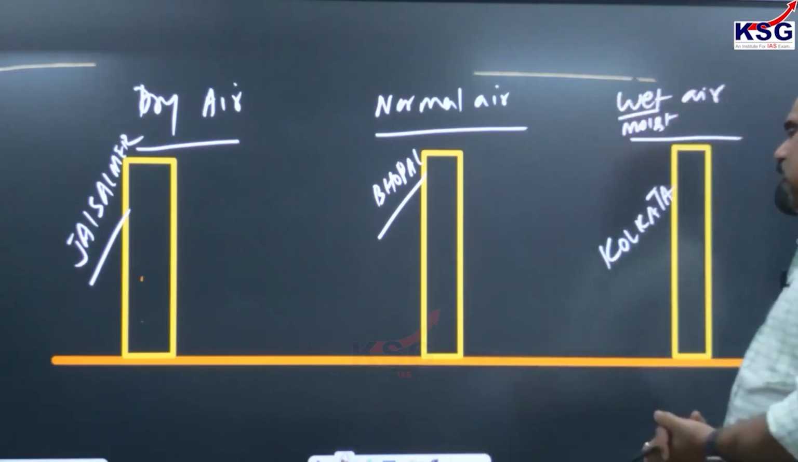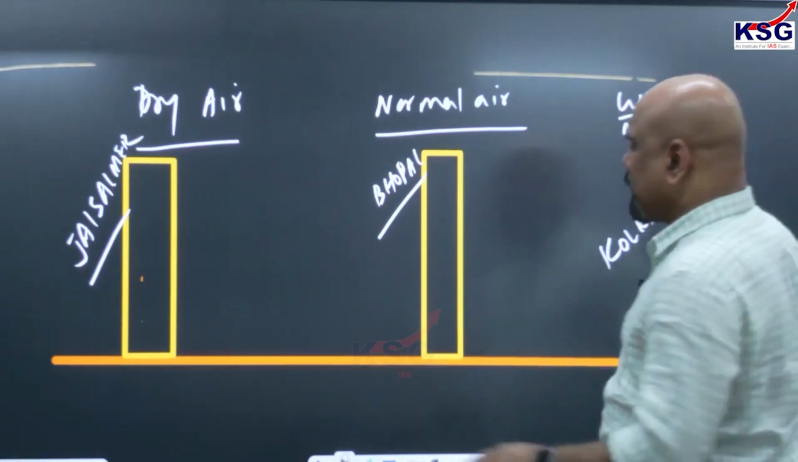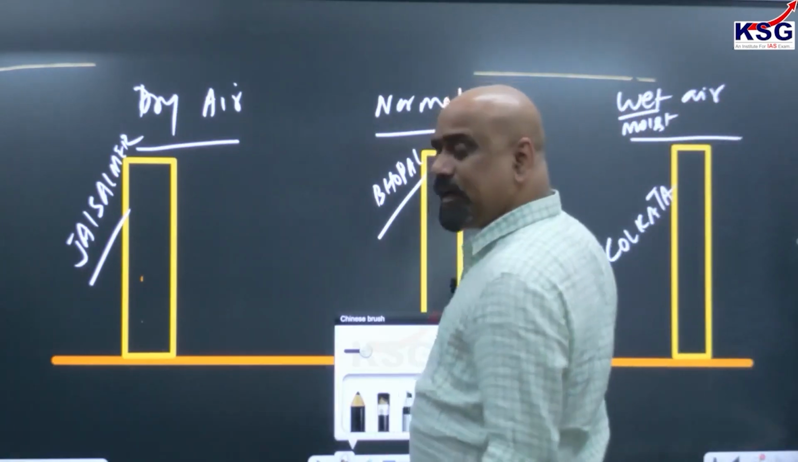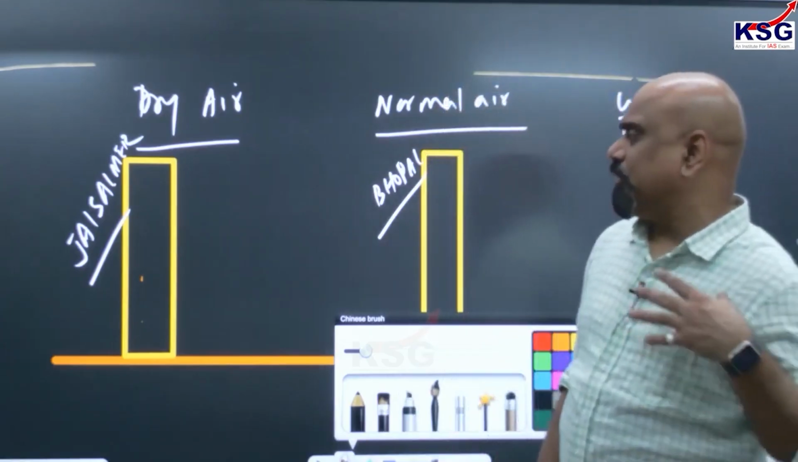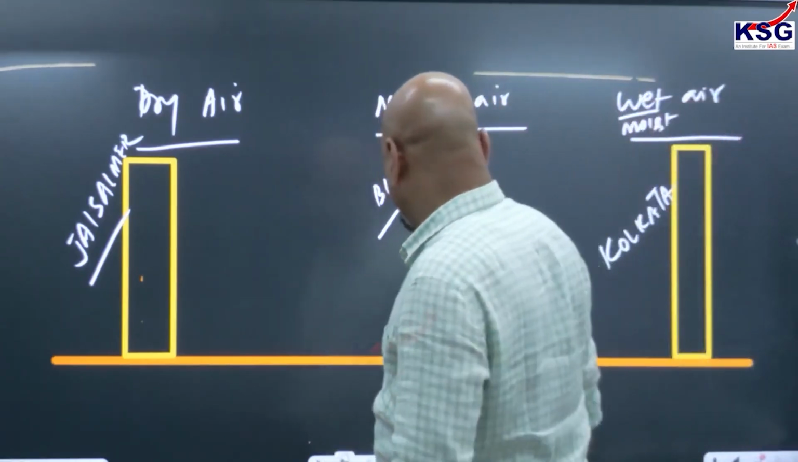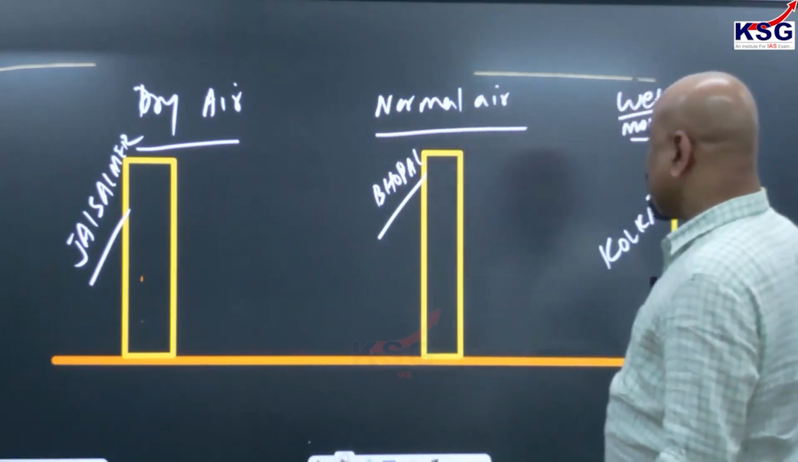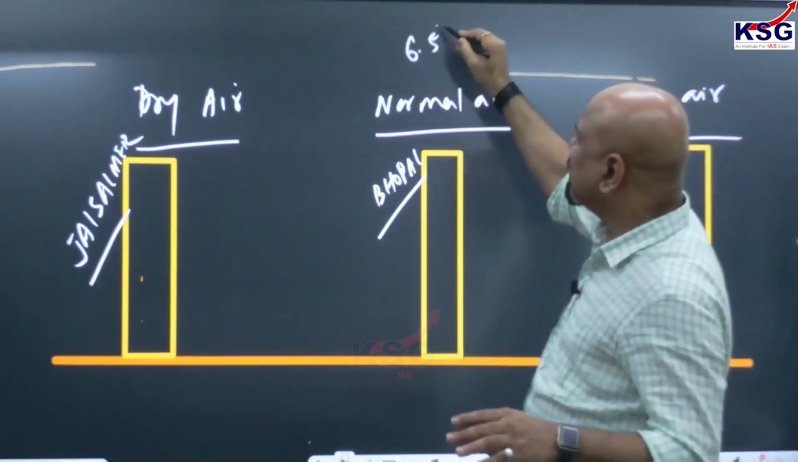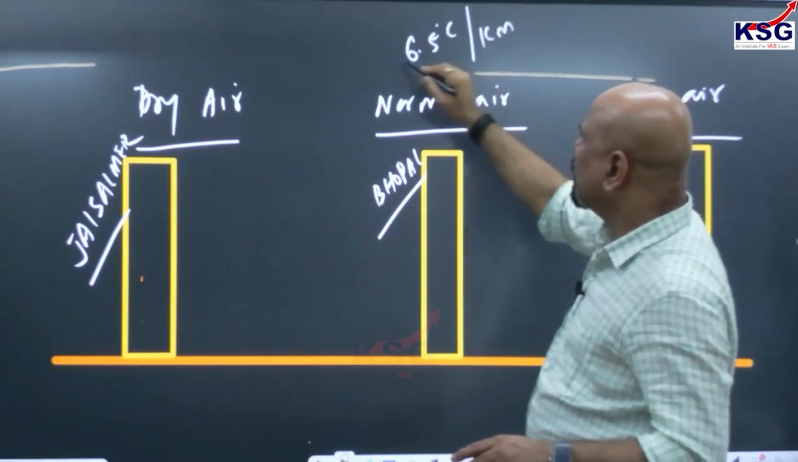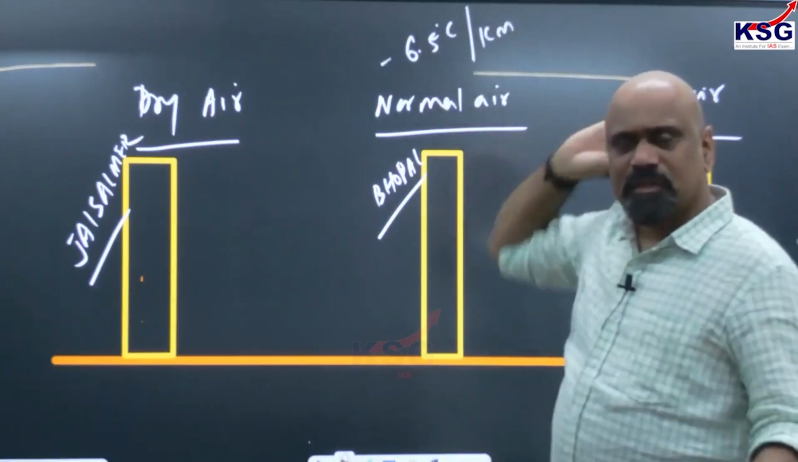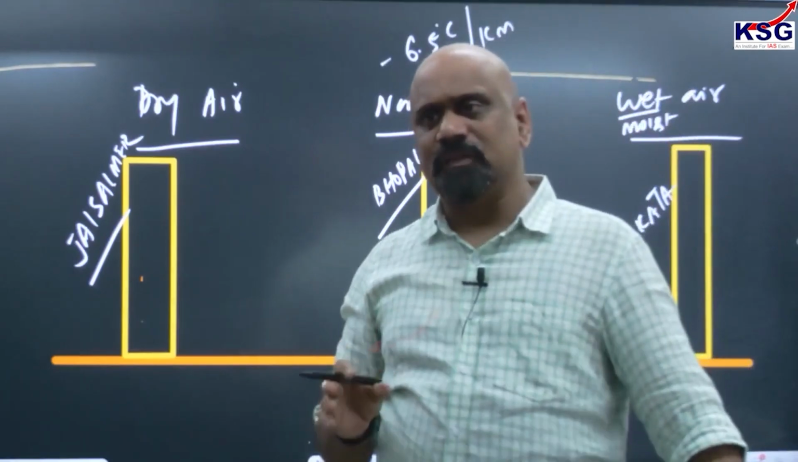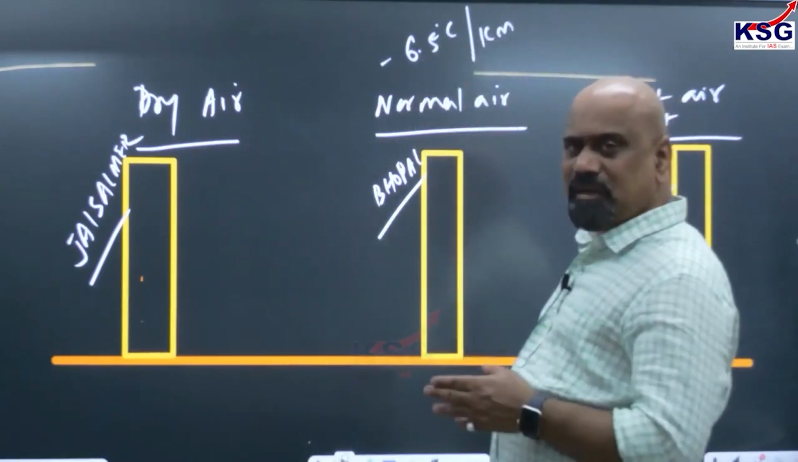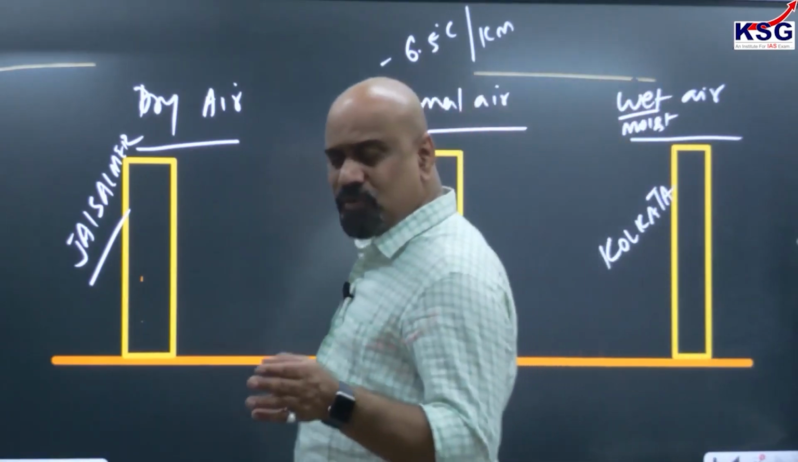Among these three places, if we look at the rate of change of temperature with height, it will differ. Like I said, what is the normal lapse rate? 6.5 degrees Celsius per kilometer. It will decrease with increasing height. This is called a normal lapse rate. Normally it is this.